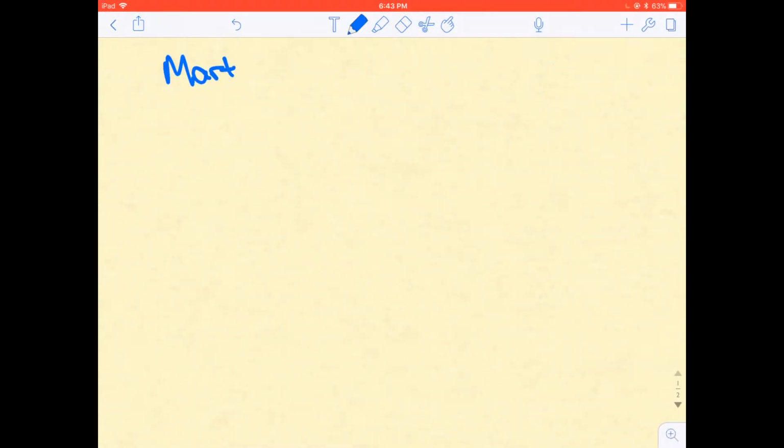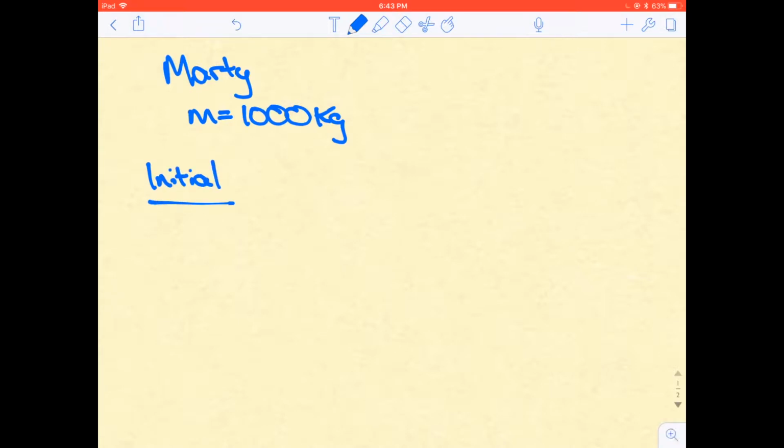Marty, the mass of him is still 1,000 kilograms. The initial state is that he is traveling north at 30 meters per second. So, north at 30 meters per second.